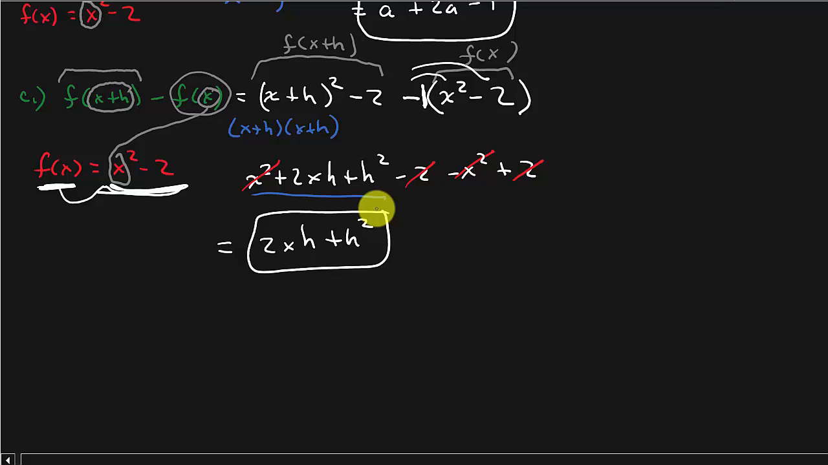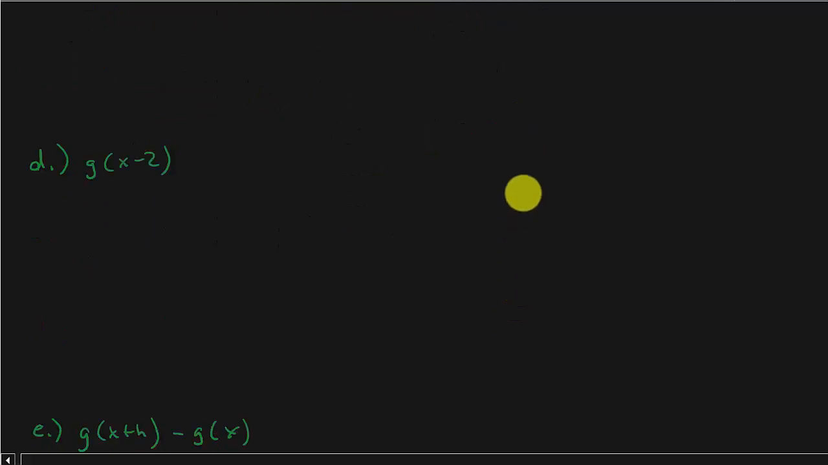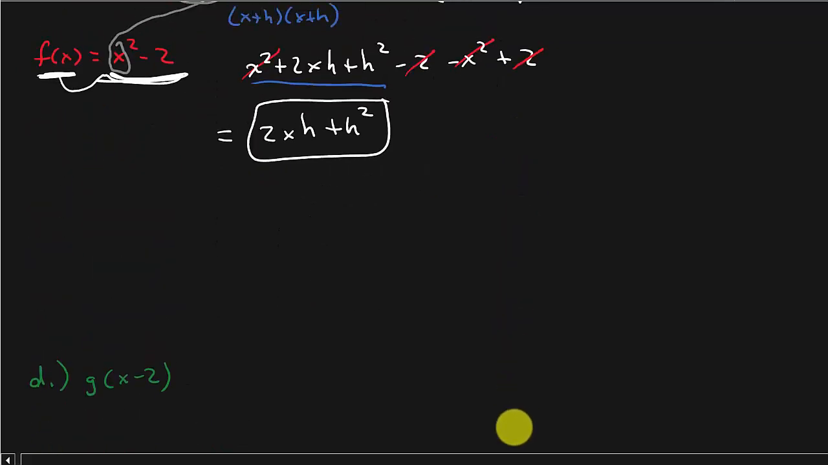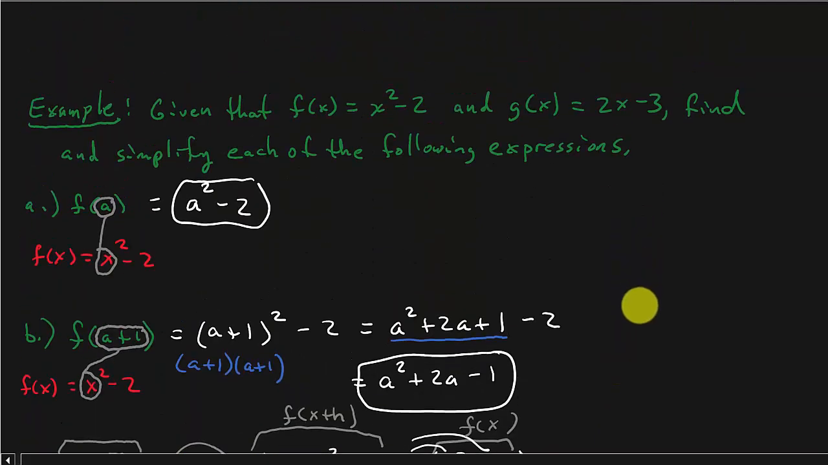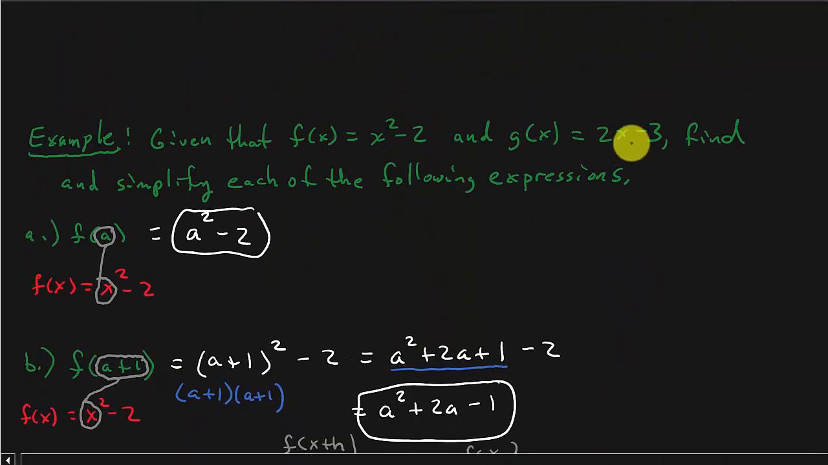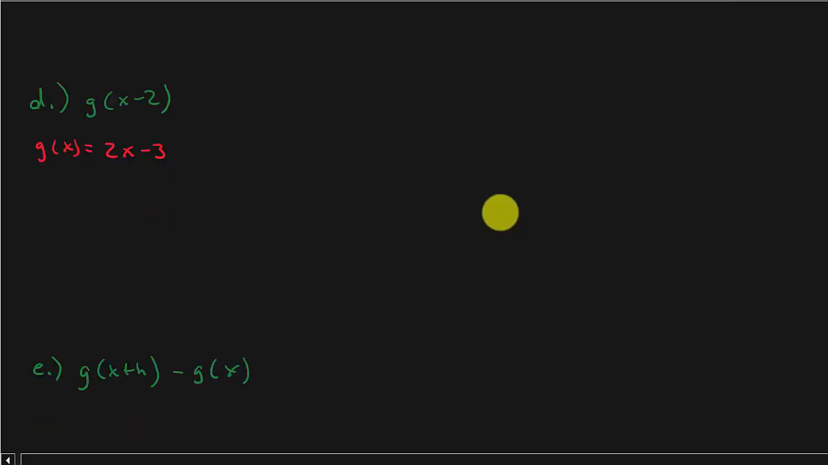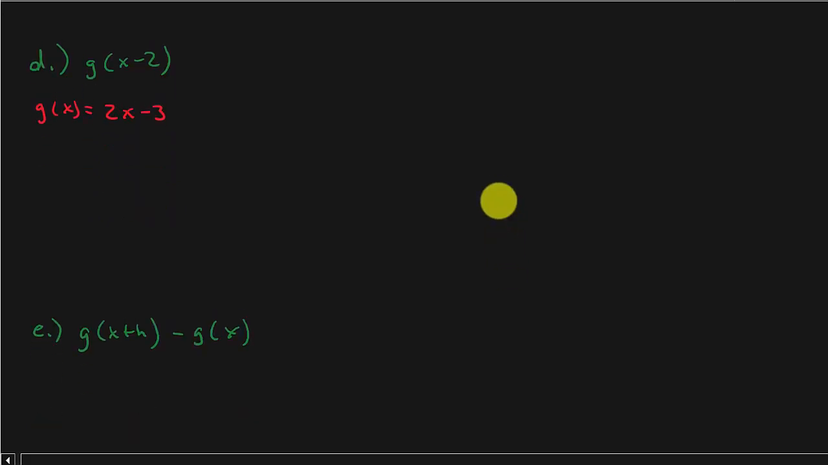All right. So now let's see what we've got. Now we're at function g, and let's go back up here. I forgot what g is. It's 2x minus 3. So g of x is equal to 2x minus 3. So let's take a look at this one.